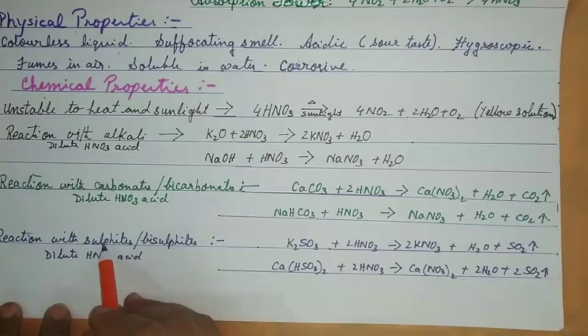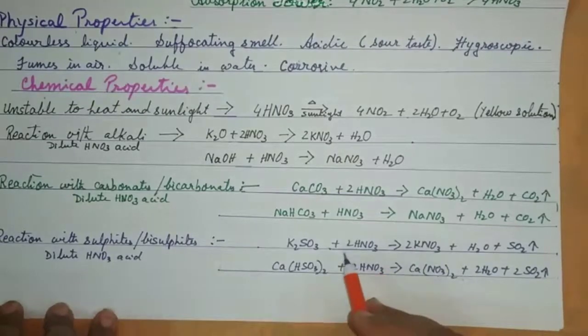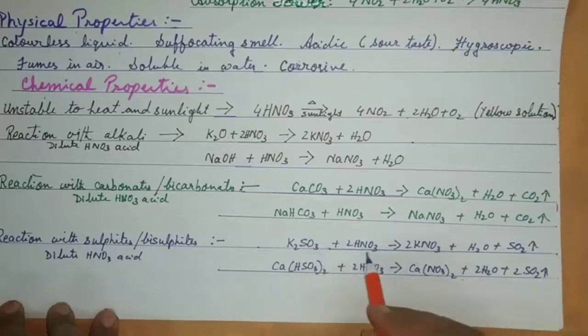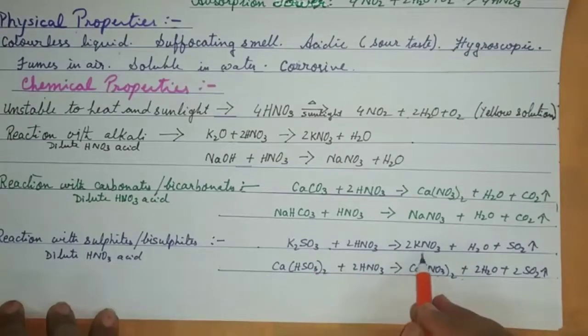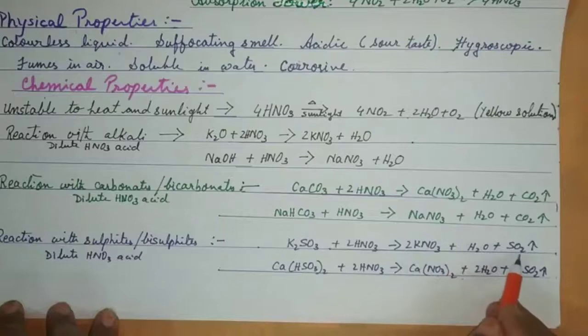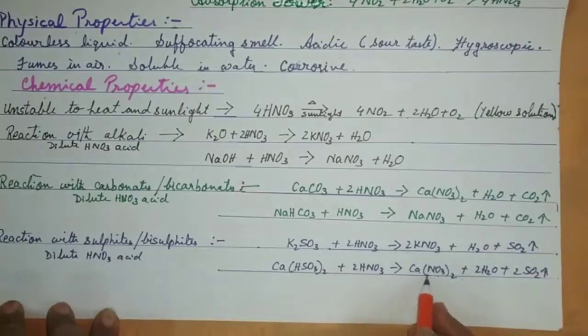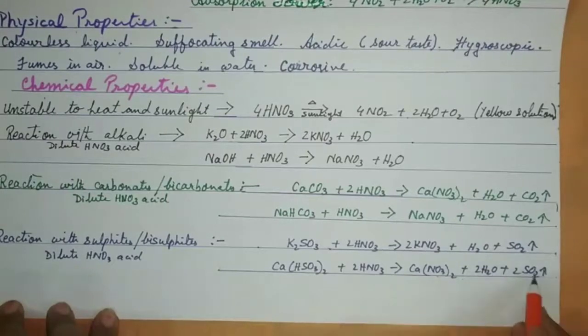The reaction with metallic sulfites or bisulfites, dilute nitric acid will give you salt, water and sulfur dioxide. So potassium sulfite with dilute nitric acid gives you potassium nitrate, water and sulfur dioxide. Calcium bisulfite with dilute nitric acid gives you calcium nitrate, water and sulfur dioxide.